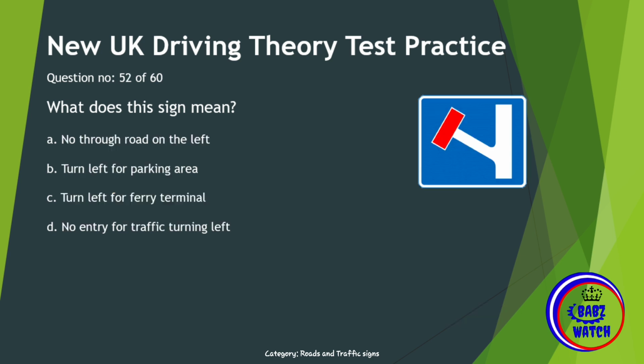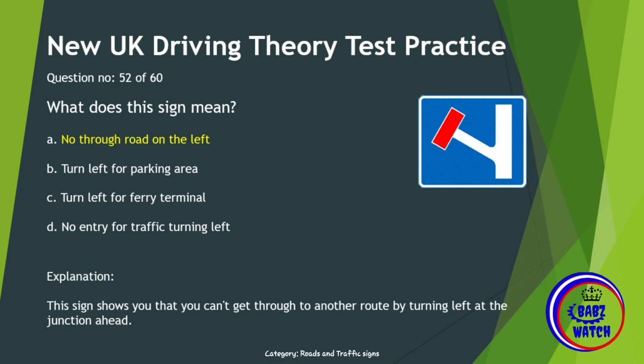Question 52 of 60. What does this sign mean? A. No through road on the left. B. Turn left for parking area. C. Turn left for ferry terminal. D. No entry for traffic turning left. The correct answer is A. No through road on the left. Explanation: this sign shows you that you can't get through to another route by turning left at the junction ahead.